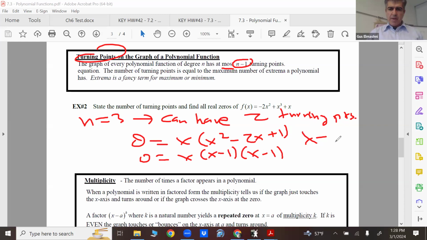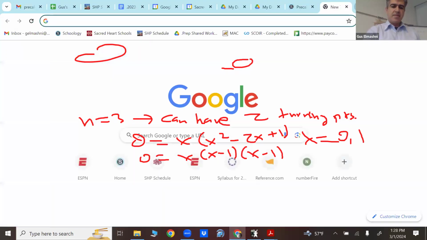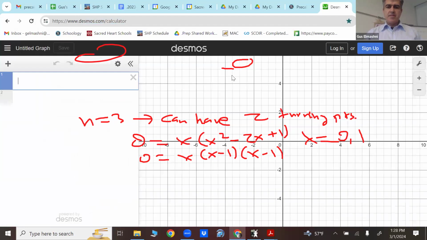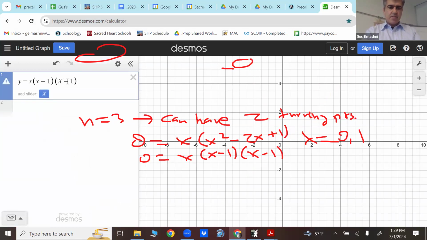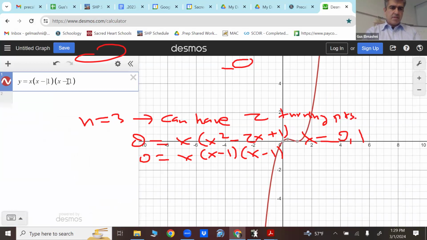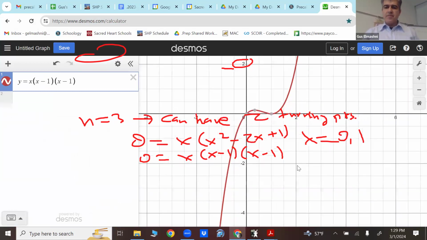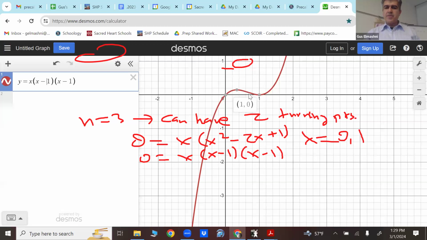The zeros are 0 and 1. Hold on. Does it have 2 turning points? I think it does. Let's go to Desmos. I'm going to cheat. So y equals x. Yeah, there's 2 turning points. Turning points are basically highs and lows. So like it's a high, then a low, then back up again. So yeah, there we go. Okay, I feel good about that one.